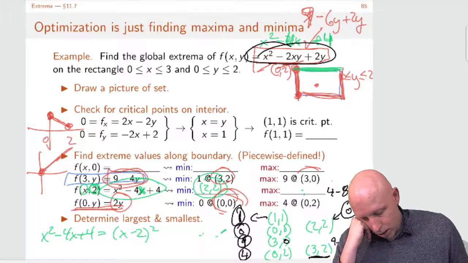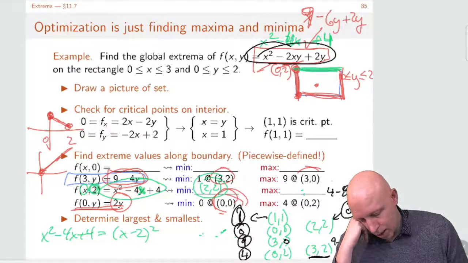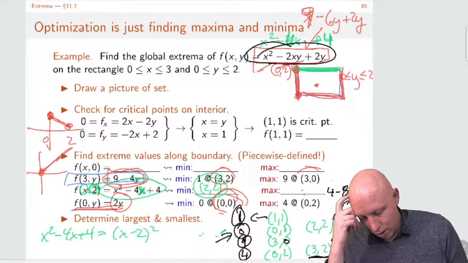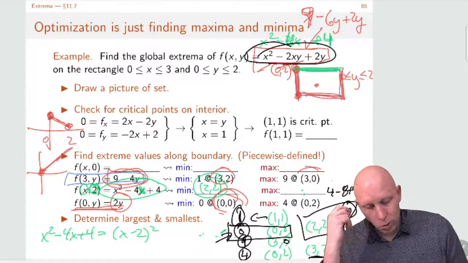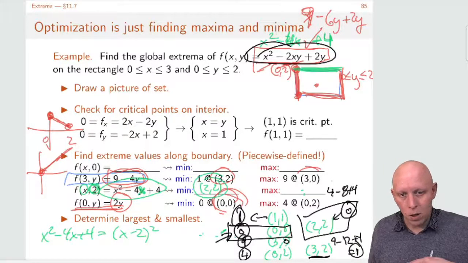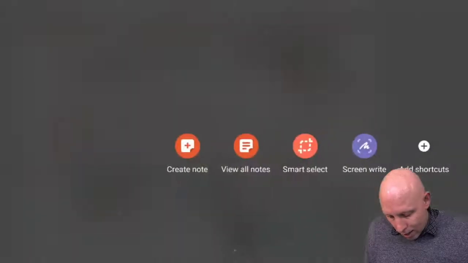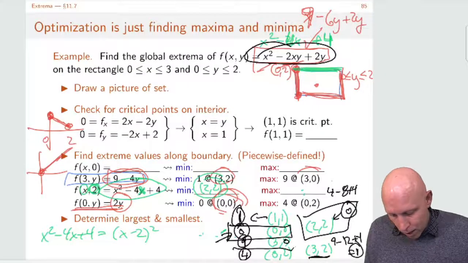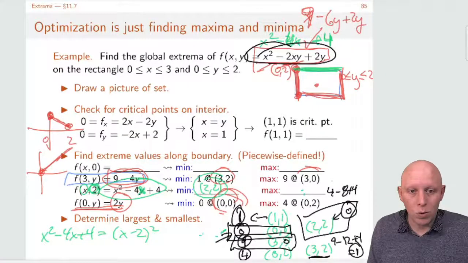Okay, so what does that tell us? What that tells us is that the minimum values occur at (0, 0) and at (2, 2). Those are the 2 places where the function value is as low as possible. And the highest value occurs at (3, 0). That's where the maximum is.